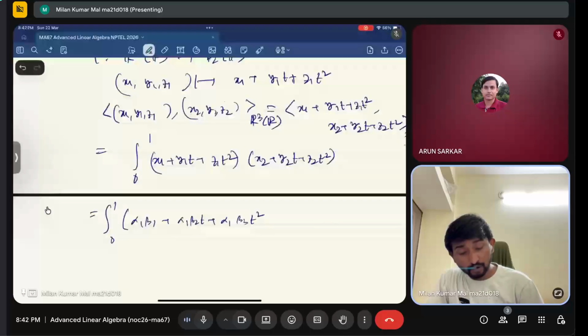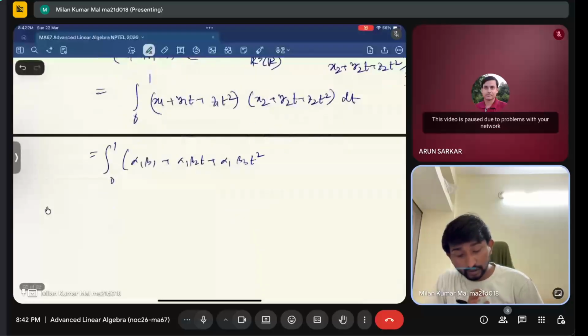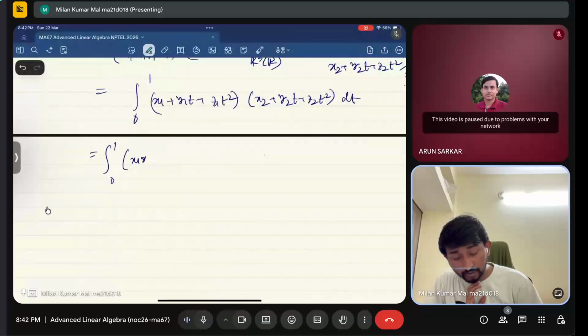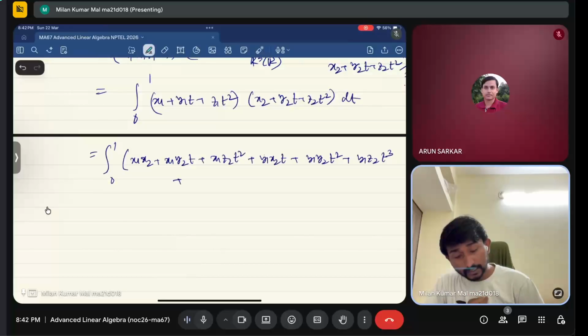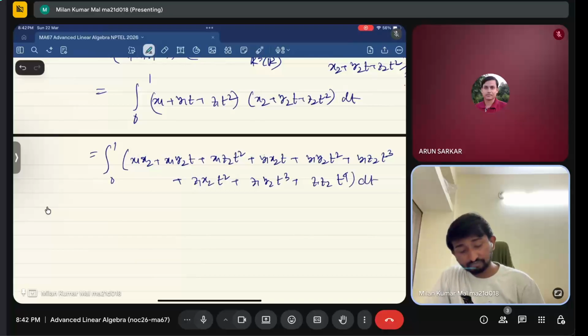So let me first find the product. This will be x1 x2 plus x1 y2 t plus x1 z2 t square plus y1 x2 t plus y1 y2 t square plus y1 z2 t cube plus z1 x2 t square plus z1 y2 t cube plus z1 z2 t to the power 4, dt.